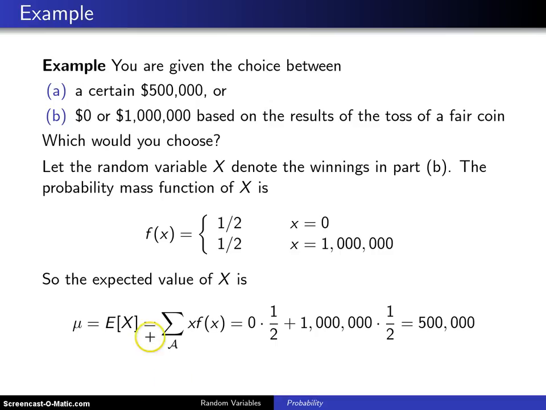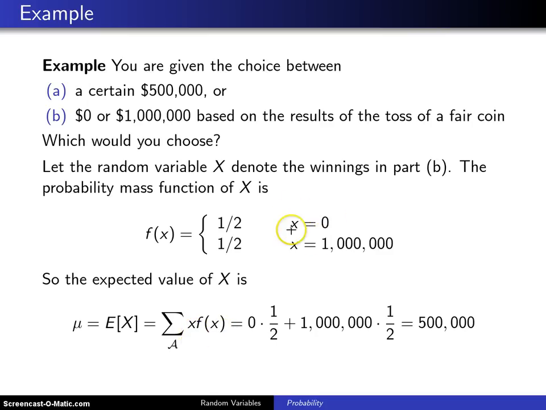We're going to calculate an expected value. So you let the random variable X denote the winnings of part B, just like before. The probability mass function of X still is equally likely, but instead of being between 0 and $10, it's now between 0 and $1 million. So the expected value of X, mu, is the sum over the support set, script A, of x times f of x.